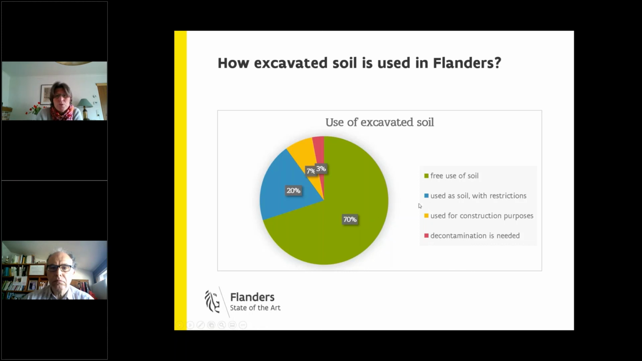Then about 20% can be used as soil, but with restrictions. For example, the quality of the soil on the site which is receiving the soil is taken into account. Then there's 70% of the excavated soil used for construction purposes, and about 3% of the excavated soil is contaminated at too high a level and needs to be cleaned.